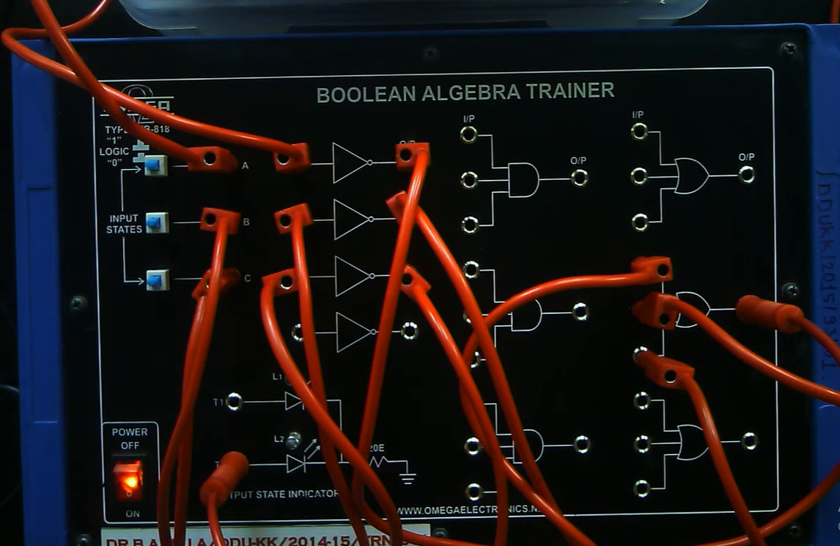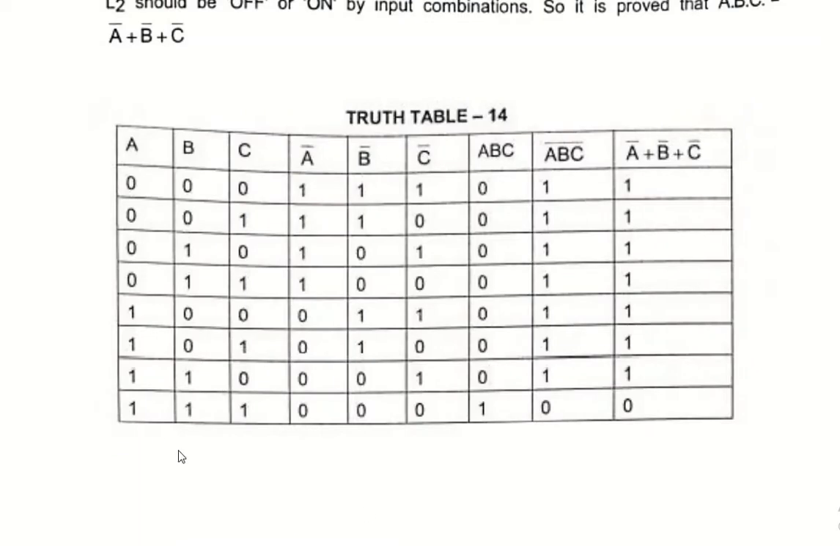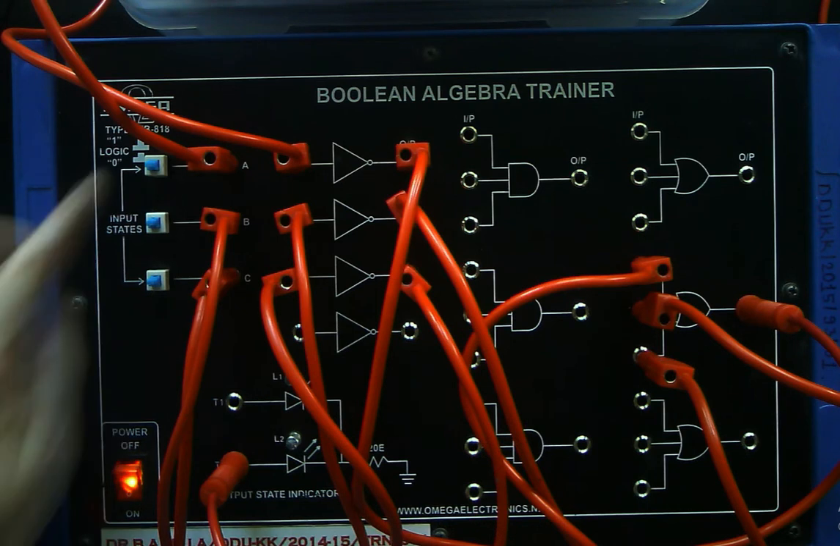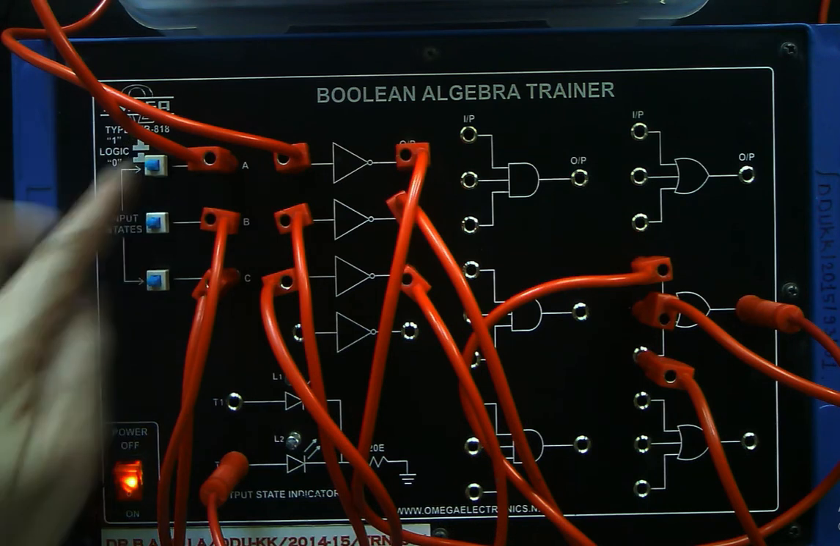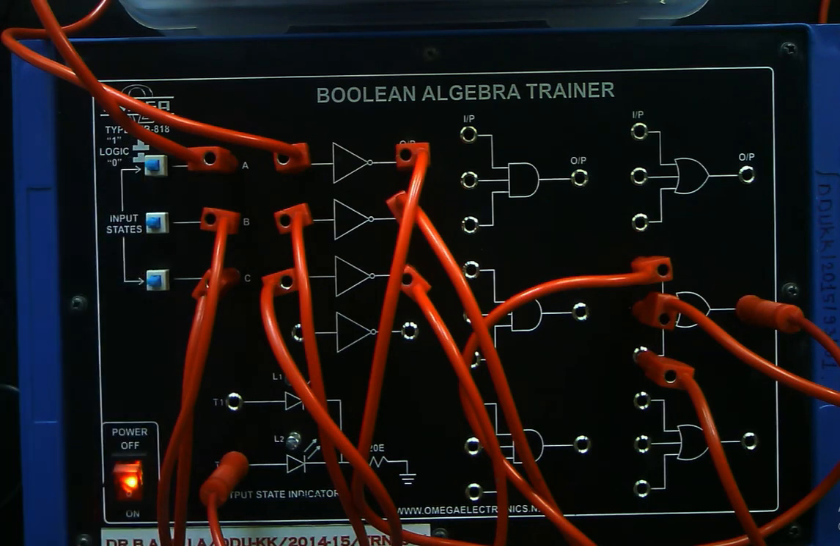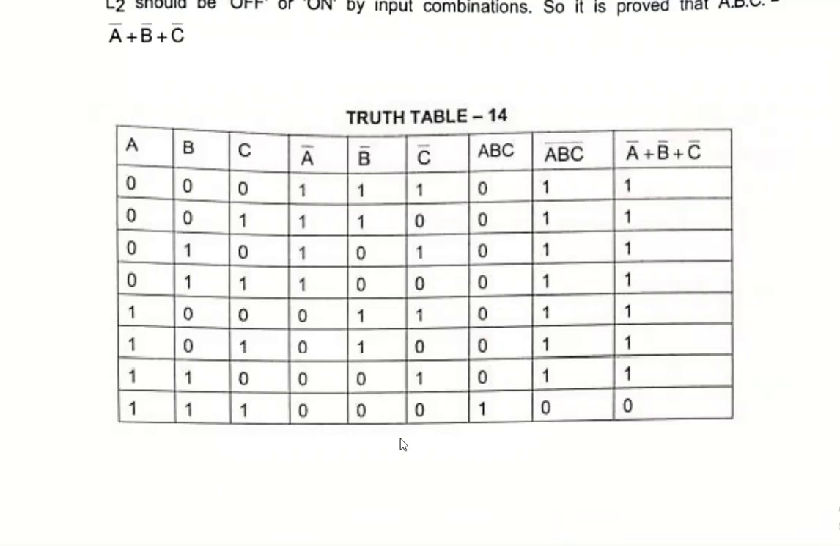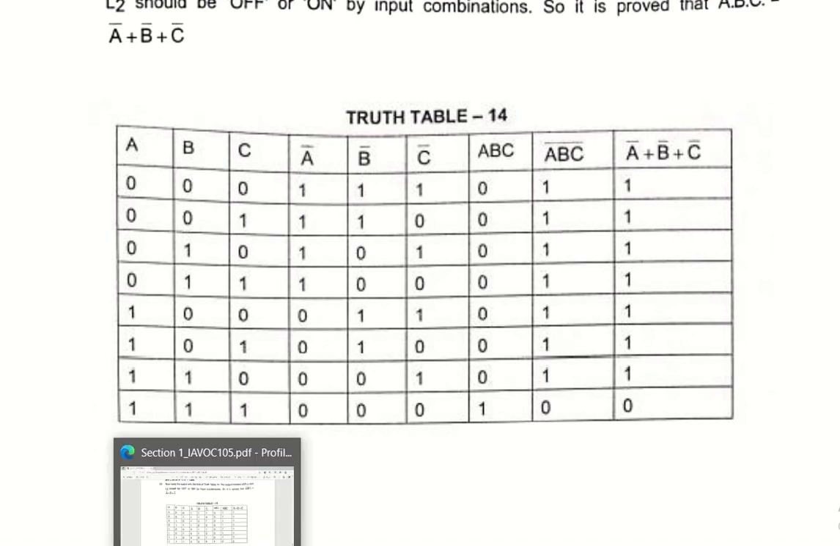Let us get back to the truth table. You can see when all the inputs are high, then only the output is low. In this particular case, all the inputs are high, so the output is low. For any other case, you can see the output condition is high. We have already seen it.